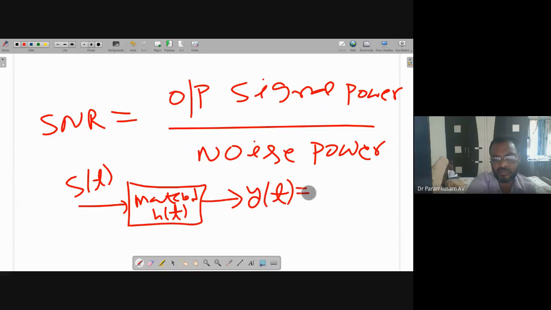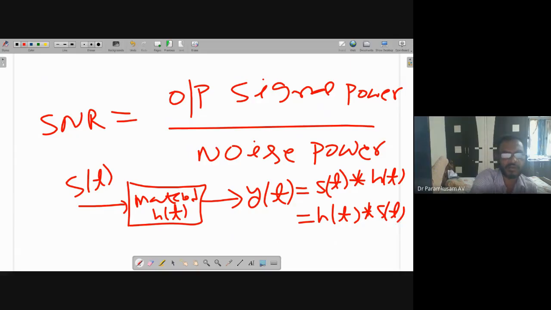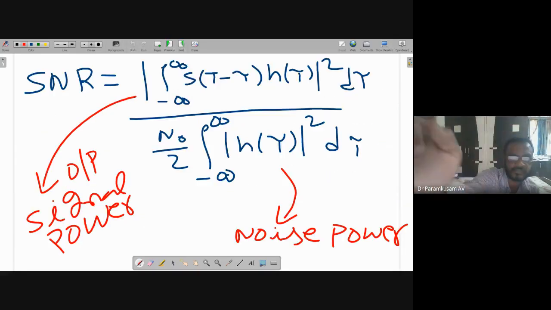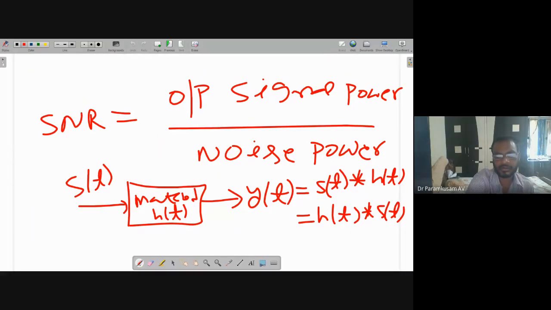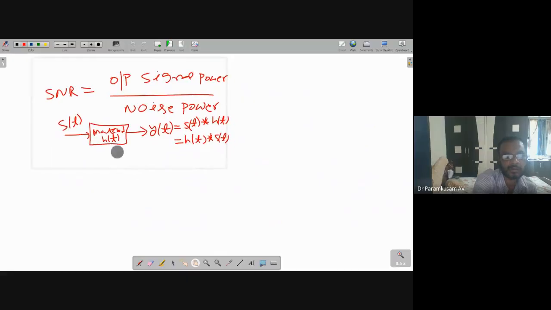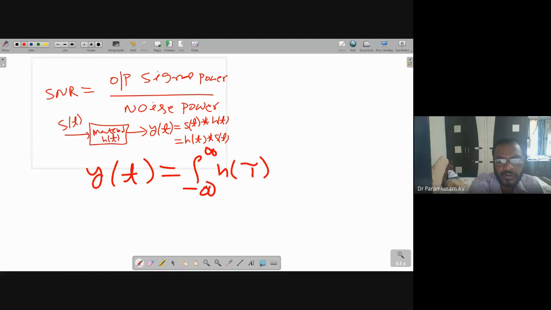So what is the expression for output? y of t is equal to s of t star h of t, or equivalently the integral from minus infinity to plus infinity of h of tau s of t minus tau d tau.